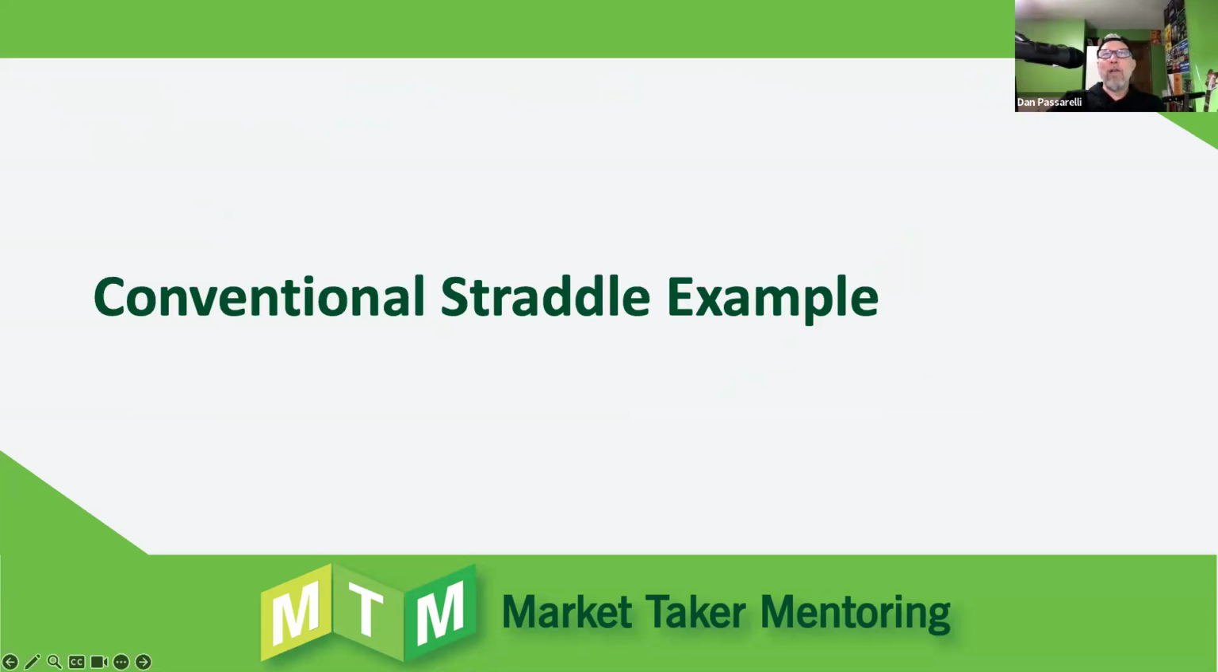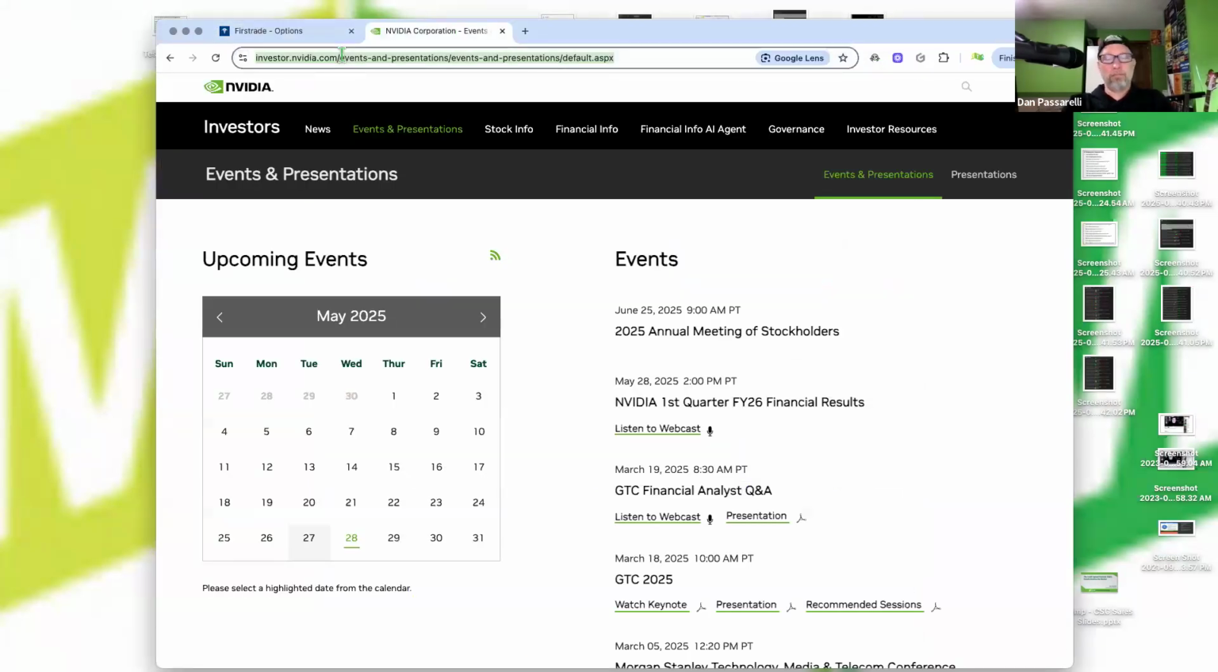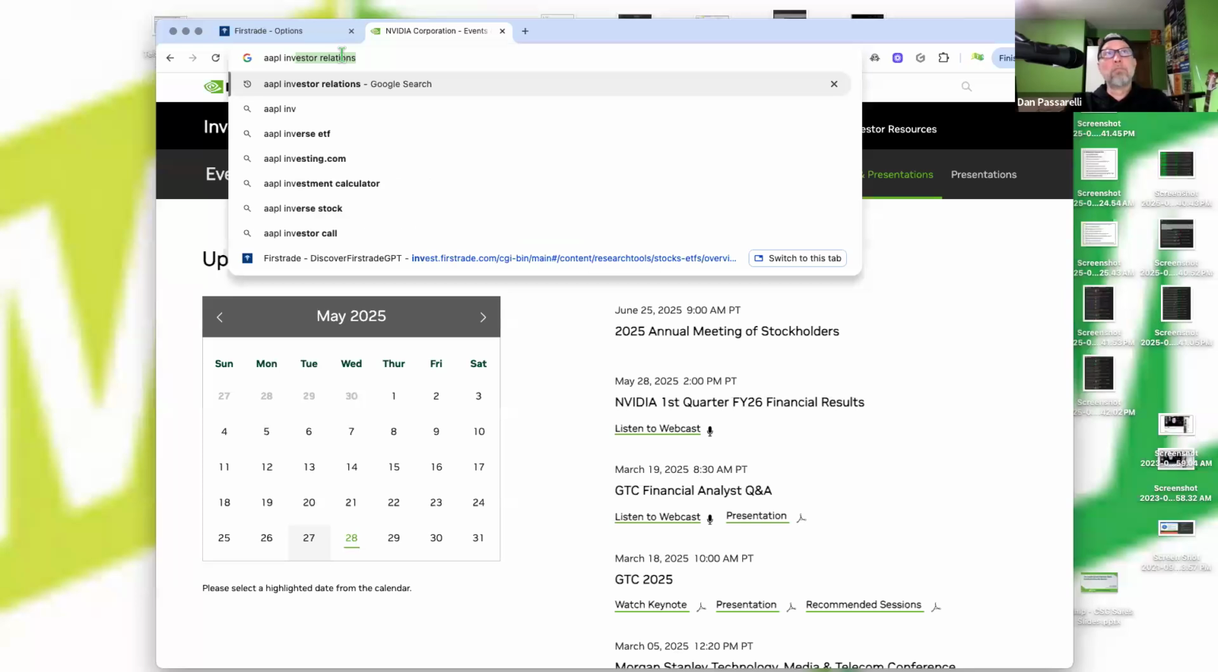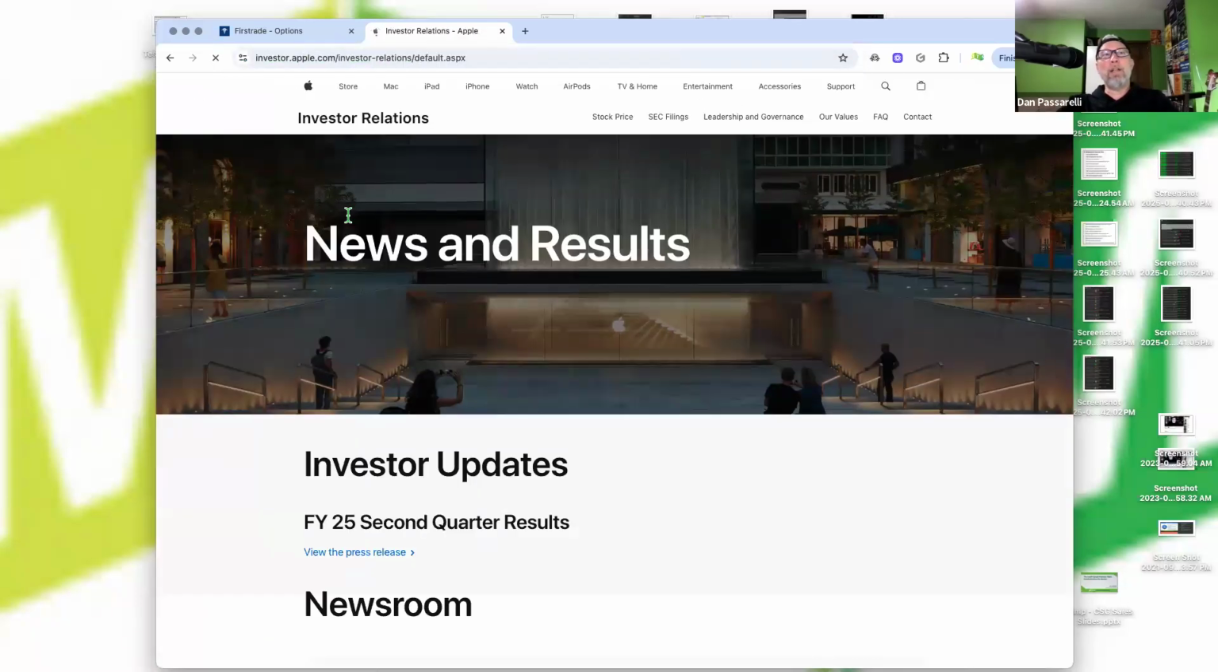Let's look at a more conventional straddle example. And let's look at Apple, because Apple has already had earnings. Right? Let's verify that. We always go to their investor relations page.